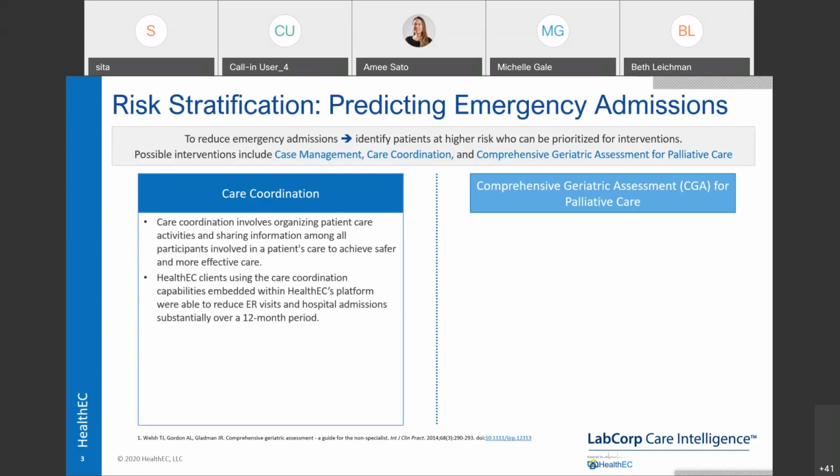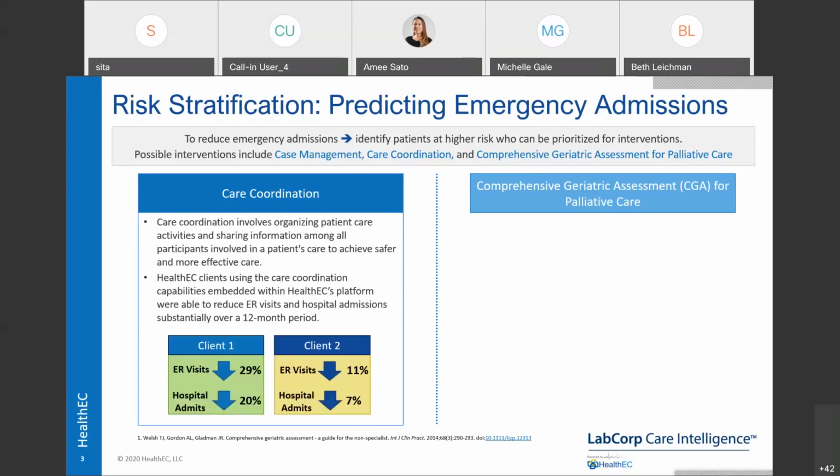HealthEC has been working with value-based contracts and OCM clients for the past 10 years, and we have created some very innovative care coordination, actionable outcomes and interventions which help guide the care coordination team on the care intelligence platform, which we are partnered with LabCorp, to identify the cohorts of patients that need to be called upon, have a one touch point with them, and we have year over year shown a reduction in ER and hospital visits with the clients that are on this platform.